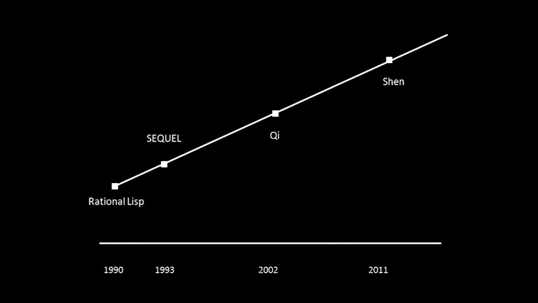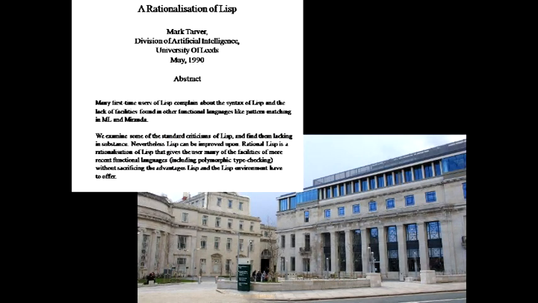The first prototype version was called Rational Lisp and was the subject of a departmental report. Rational Lisp showed sufficient promise for me to build its successor, SEQL, or Sequent Processing Language. It consisted of 23,000 lines of Lisp, much of it giving the type theory of a sizable chunk of Common Lisp.